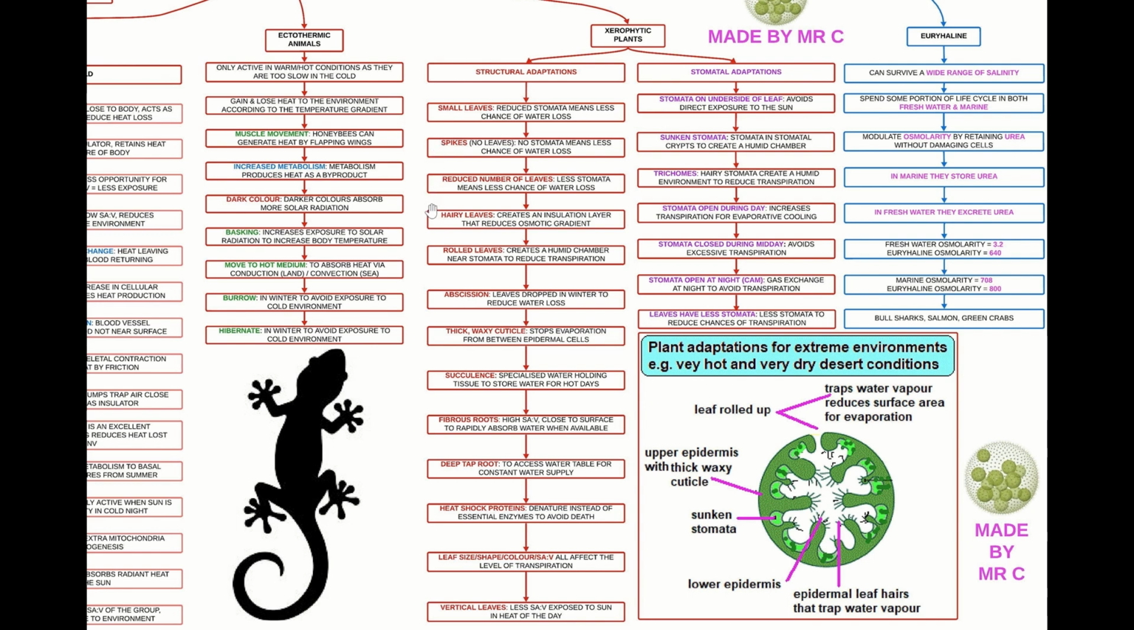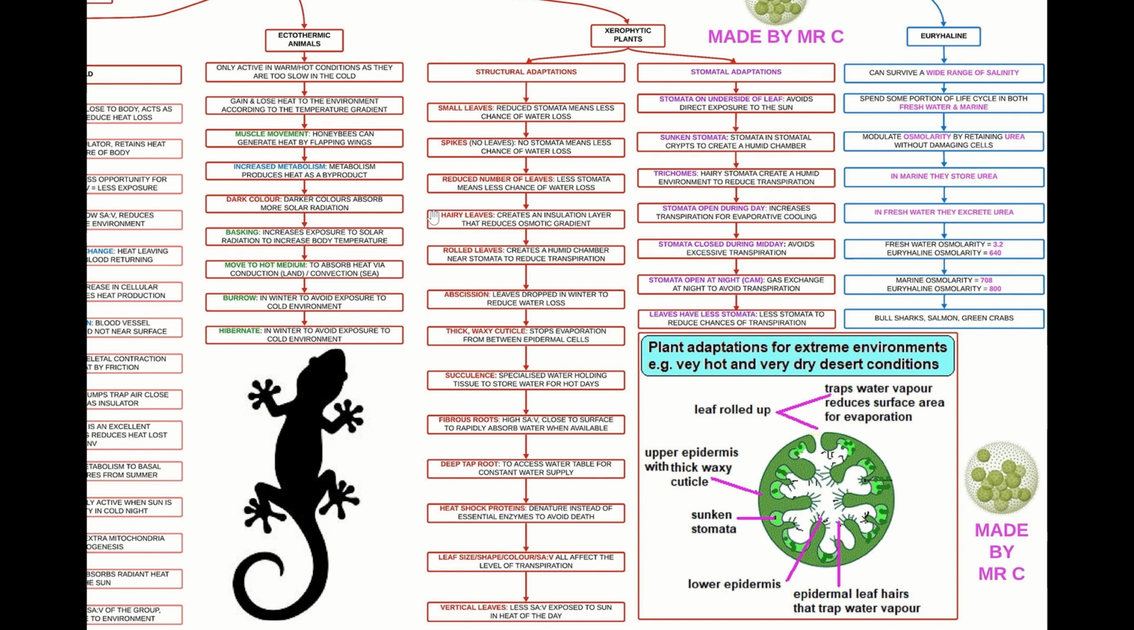Hairy leaves is like piloerection, trapping a layer of air next to the surface of the leaf to reduce the osmotic gradient. Rolled leaves create a humid chamber next to the stomata to reduce transpiration. Abscission means the dropping of leaves in winter to reduce water loss. A thick waxy cuticle stops evaporation from between epidermal cells.